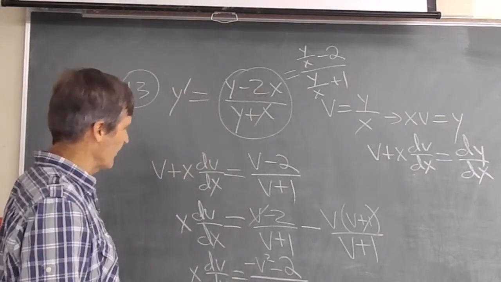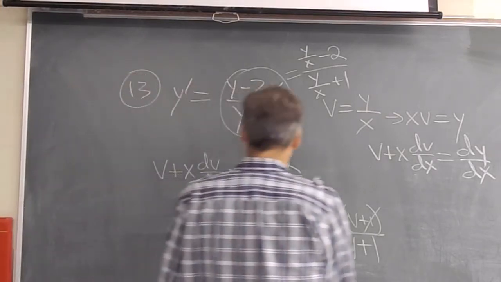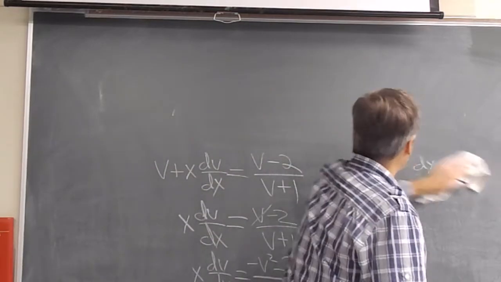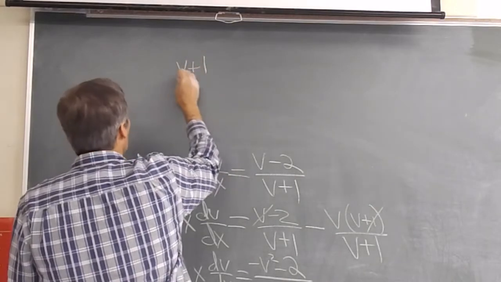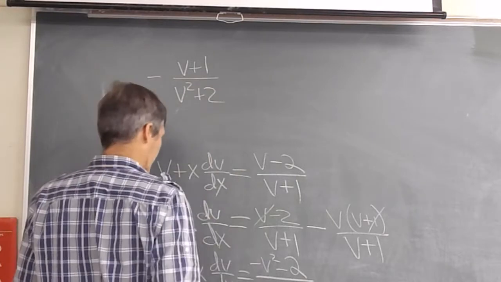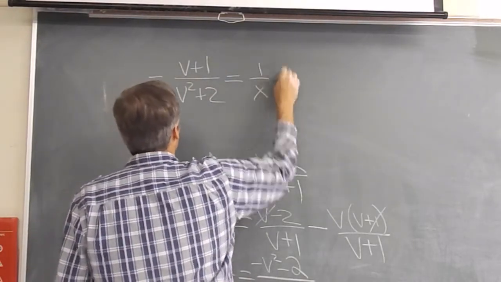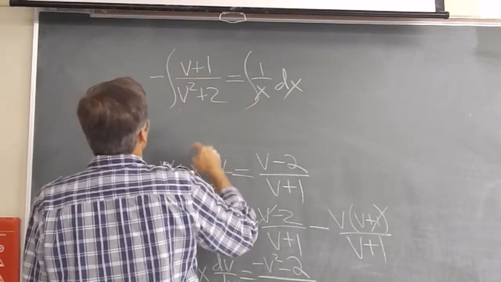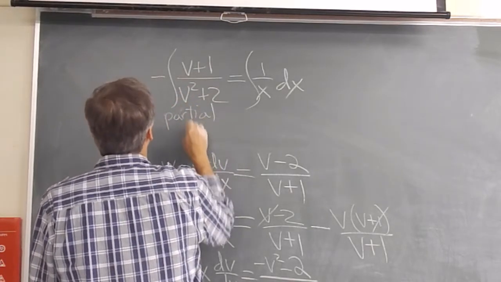Now I see how to separate variables. I multiply both sides by the reciprocal of this and by 1 over x. I wind up with (v plus 1) over (minus (v squared plus 2)) dv equals 1 over x dx. Variables are separated, so I can integrate each side. This one can be integrated by using partial fractions. Remember calculus.